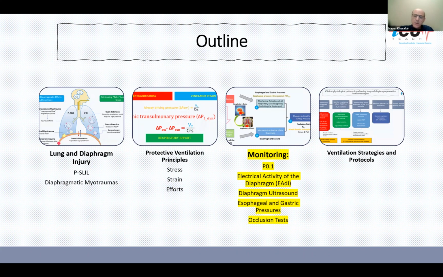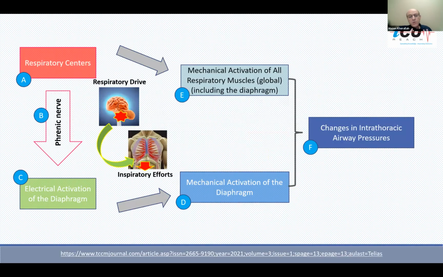I already discussed some of this in our ventilator rounds, so I'm going to go over those quickly, but you understand now why it is important to monitor those things. It's because of all that we talked about in terms of the ventilator injuries caused by the inspiratory efforts of the patient. But I'm going to put that in a very nice diagram here, and you can follow me from the center here. So we're going to start from the brain.